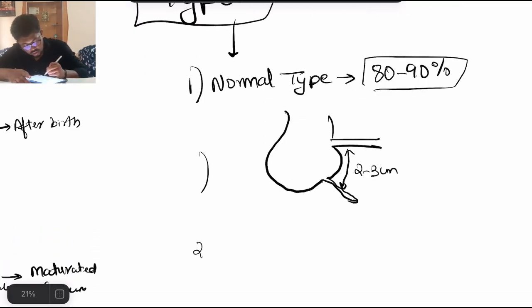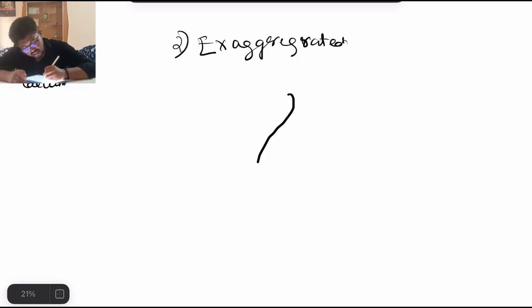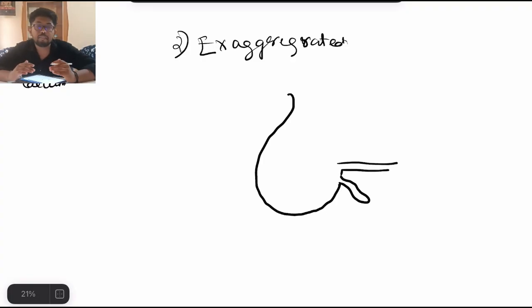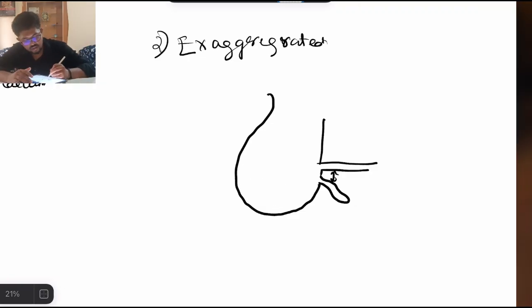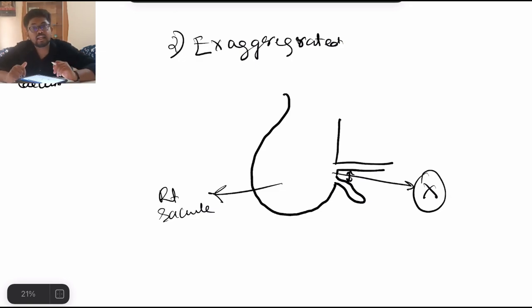Then one more is there, the exaggerated type. So what would be the exaggerated type? The right saccule will develop extremely and the left saccule will not develop, and it will regress such that the cecum, the ileocecal junction and the appendix have no distance between each other. So it will be lying in close proximity, the appendix and the ileocecal junction. So extended right saccule and no left saccule. So this is the exaggerated type of cecum.